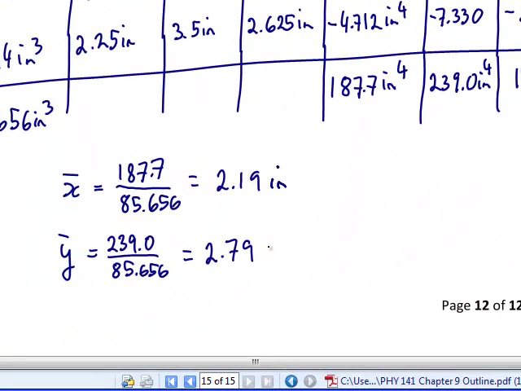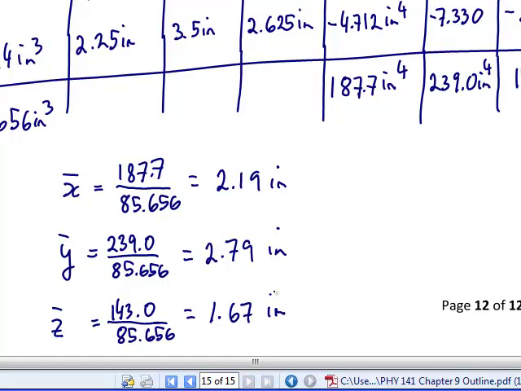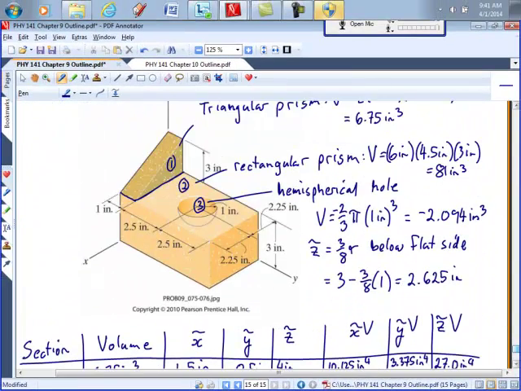So inches, and z bar, 143. 1.67 inches, which again makes sense. It's just over the center of the brick because we got this weight on the top that's in addition, which is a lot bigger than the volume that's cut out here for the hole.